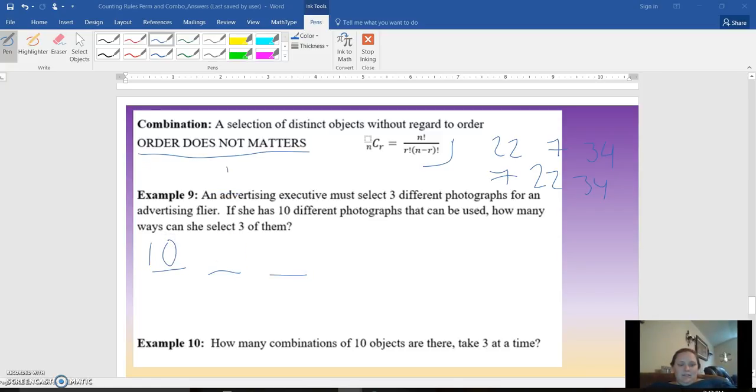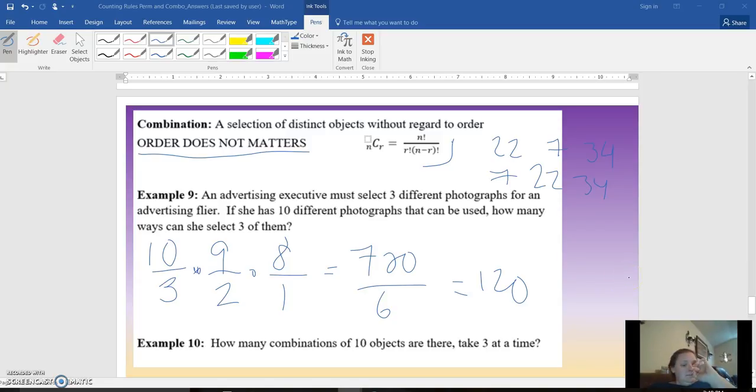So the first one has 10 choices, the second one has 9 choices, the third one has 8 choices. And because order doesn't matter, we're going to put a denominator on these guys. So 10 times 9 times 8, 720. 3 times 2 times 1 is 6. And so we get 120 ways. If order mattered, it would be 720, because you wouldn't do that bottom part.